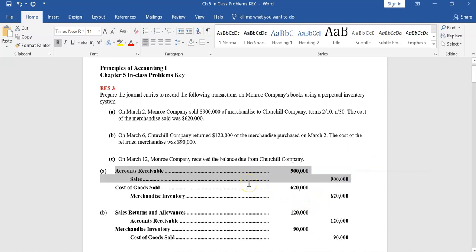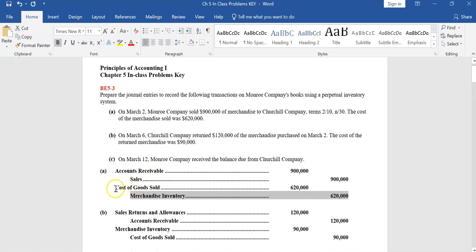So this journal entry will be a debit to accounts receivable and a credit to sales for the price that the inventory was sold. We also need to record the fact that an asset was used up to earn that revenue. Merchandise inventory is the asset that was used. Because the inventory was sold, the inventory is decreased. To decrease the inventory asset account, we need to credit it. When we bought the inventory, we had recorded it as an asset at the original cost of $620,000. That's how much we need to take out of the inventory account. We decrease inventory by the cost of the inventory we have recorded in there.